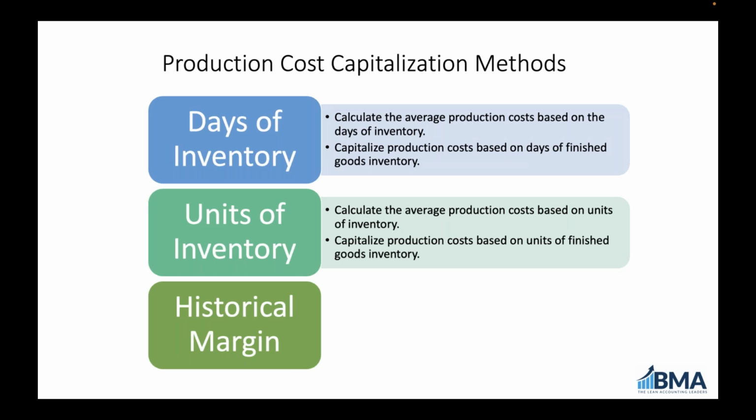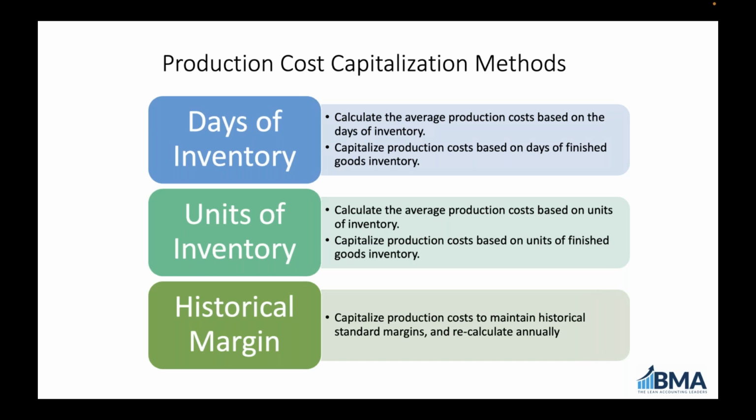There's also what I call a historical margin. This is a sort of different method, but I've seen a few companies use it. You capitalize production costs to maintain the historical standard margins and then maybe just recalculate annually. So this is about creating consistency in the financial reporting. That's something that auditors really, really like.